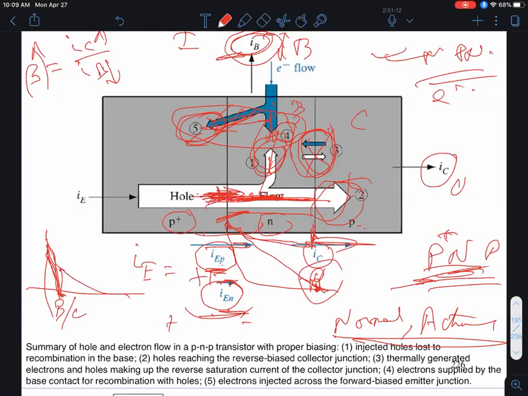Of the injected holes, IEP at this junction, only a certain fraction appear at this collector junction, and that fraction is called your base transport factor. So IC will be the so-called base transport factor B times IEP, as shown in the next slide, okay? Don't confuse this B, base transport factor, with the common emitter current gain beta. So this is a Greek symbol beta. Okay.